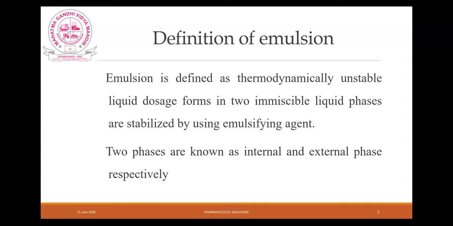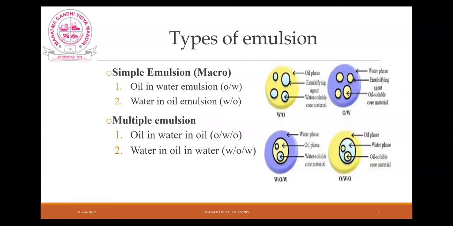Now we will start with the definition of emulsion. Emulsions are biphasic liquid dosage forms, which are thermodynamically unstable liquid dosage forms in which two immiscible liquid phases are stabilized by using an emulsifying agent. These two phases, one aqueous and another oily, are also called the internal and external phase, or they may be known as the continuous phase or discontinuous phase accordingly.